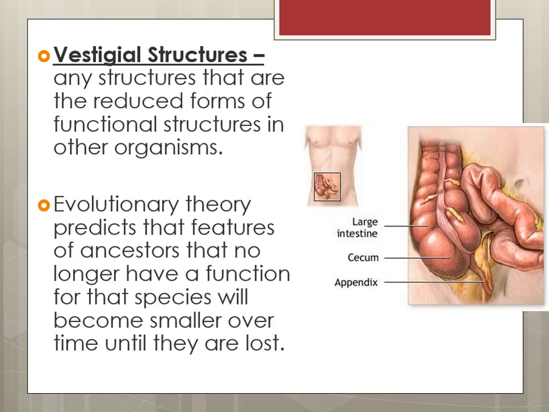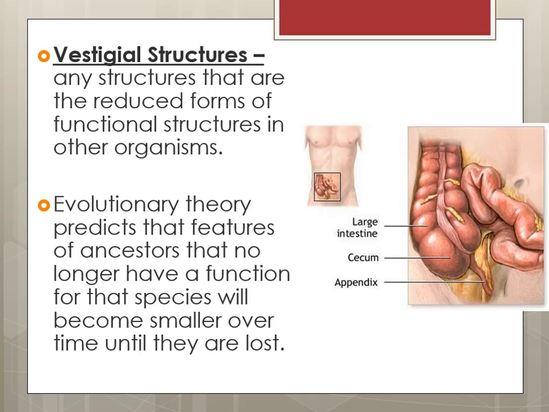All right, another class is what we call vestigial structures. So these are any structures that are the reduced forms of functional structures in other organisms. Now, the classic example is the human appendix. Evolutionary theory predicts that the features of ancestors that no longer have a function for that species will become smaller and eventually lost over time.